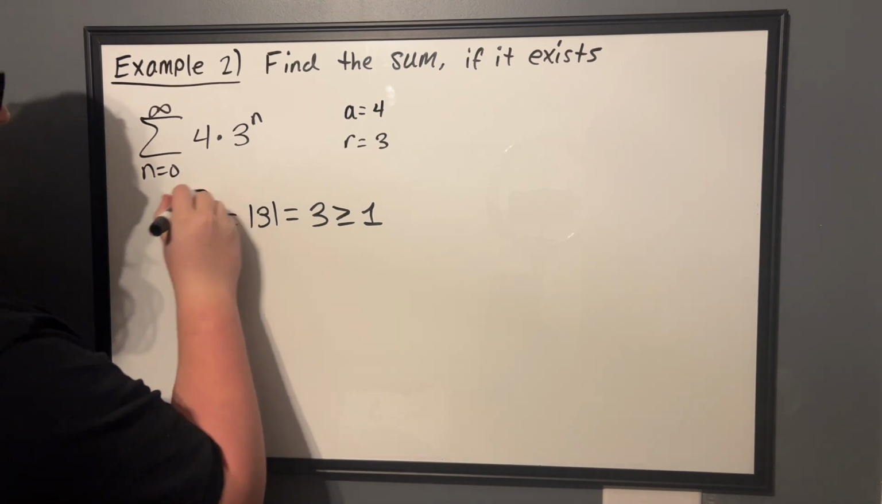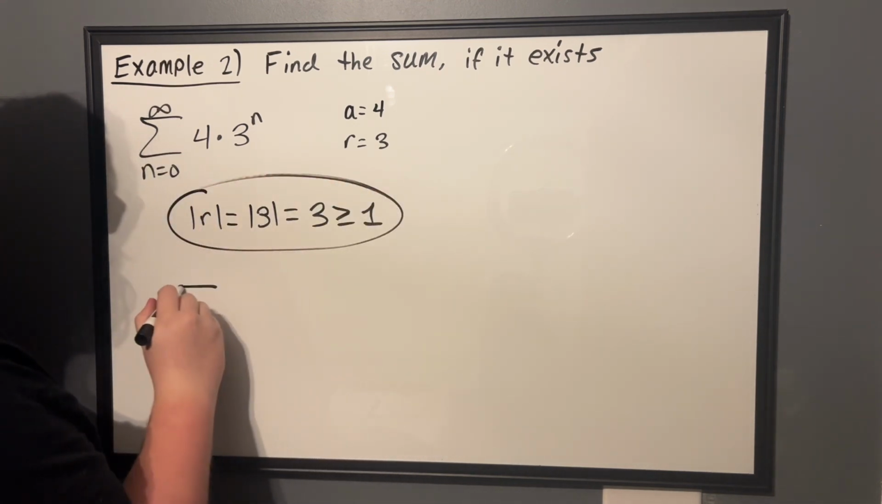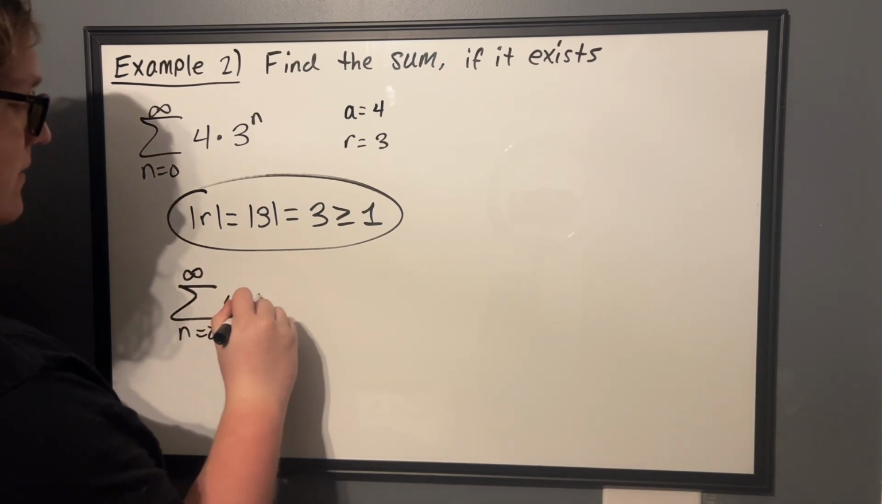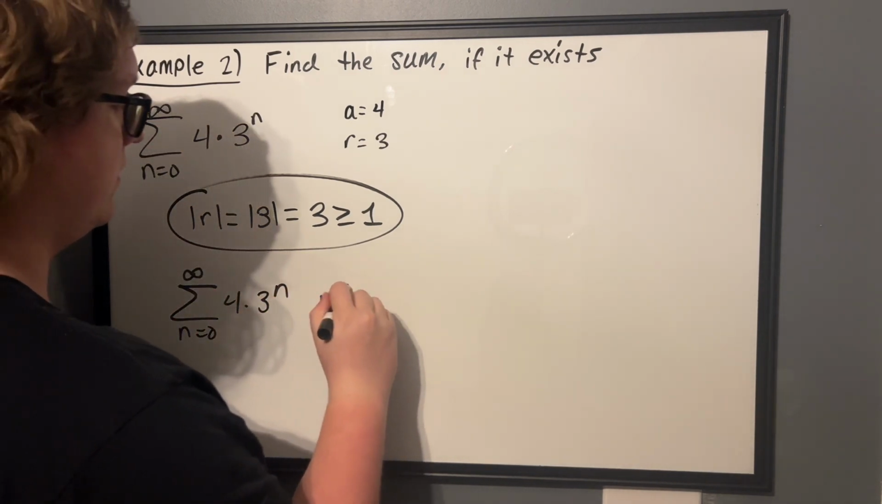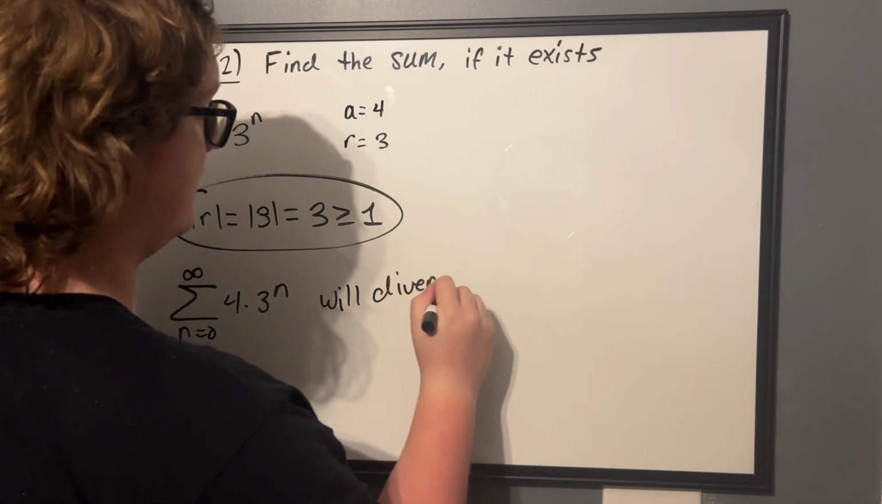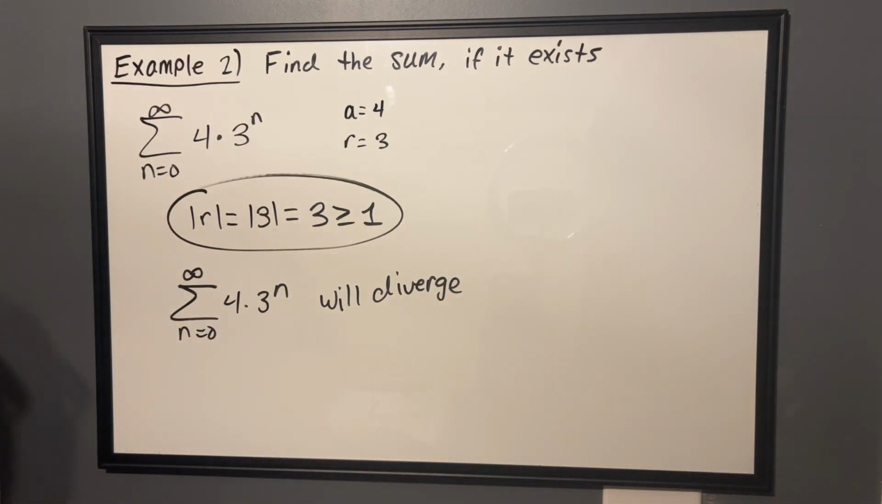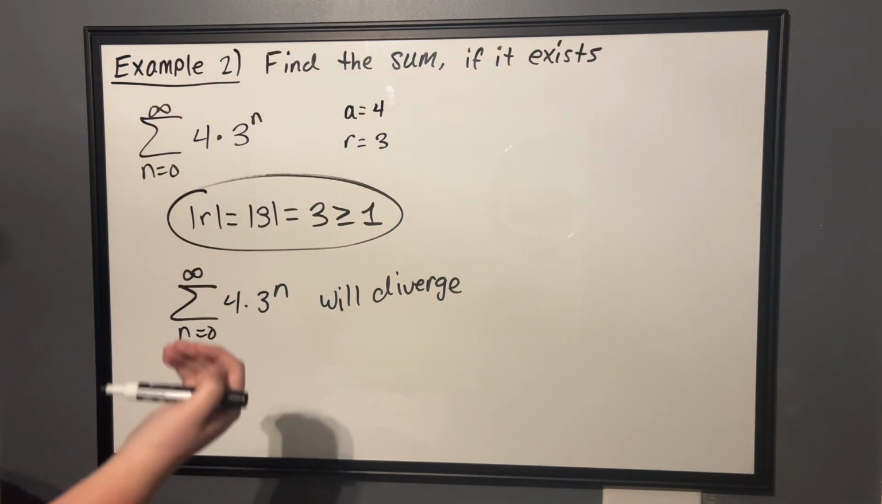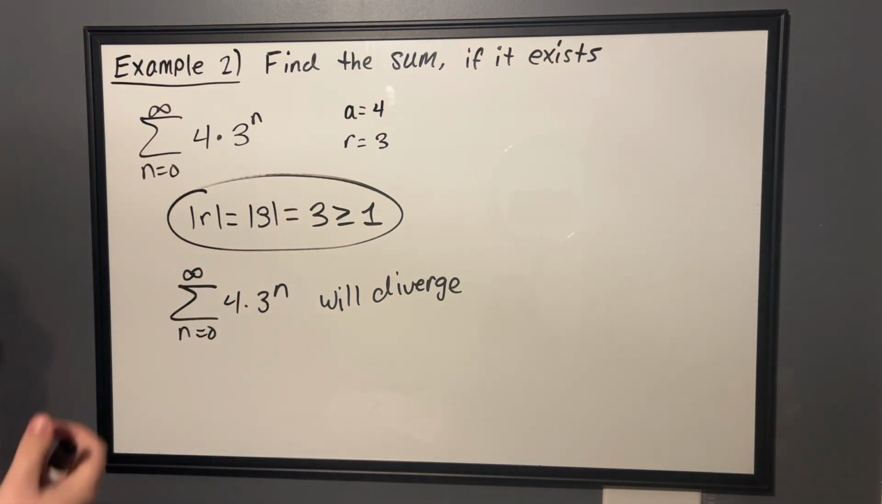So all we need to show is this right here. And then we can say that the sum from n equals 0 to infinity of 4 times 3 to the n will diverge. And that's all we need to know. And it makes sense, right? Because if we were to plug in increasing values of n, we get 4 times 3 to the first plus 4 times 3 squared plus 4 times 3 cubed. That number is just getting bigger and bigger and bigger.